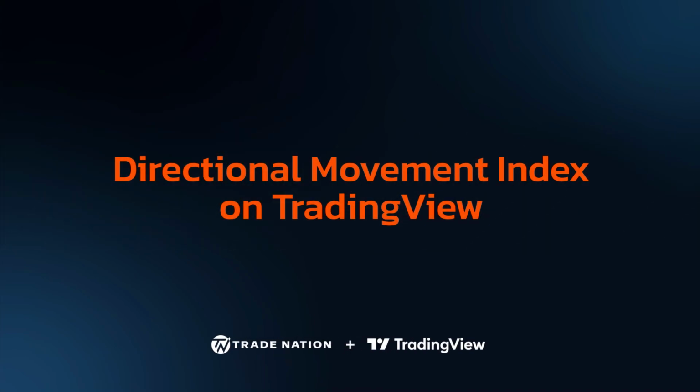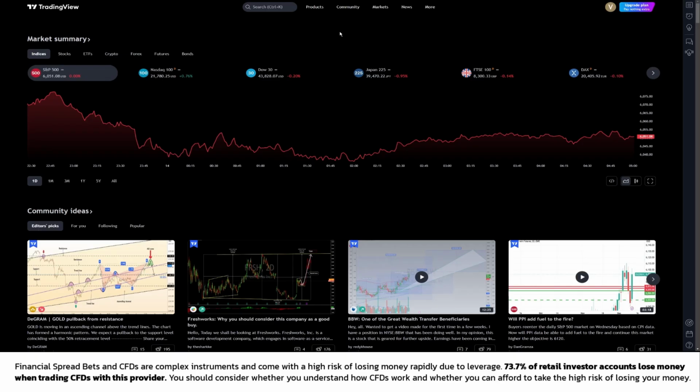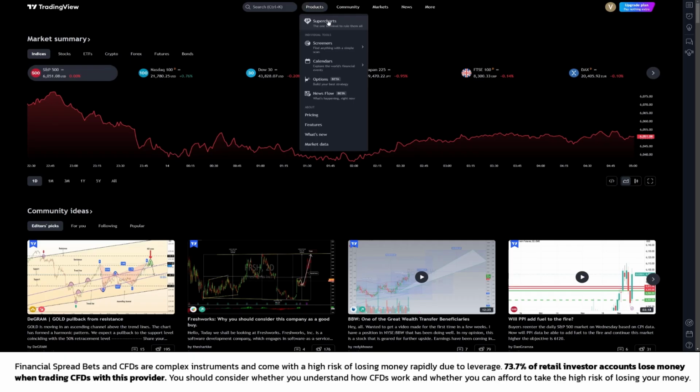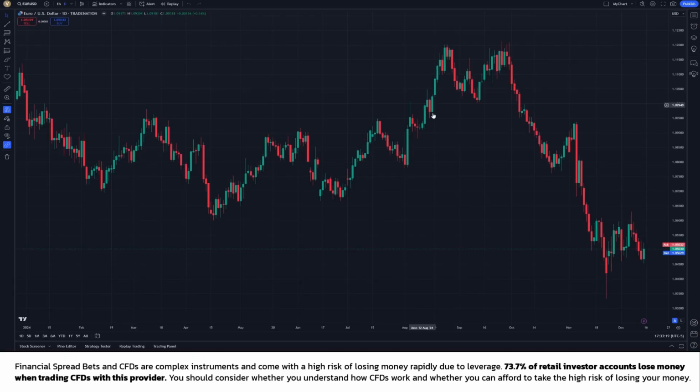The Directional Movement Index, or DMI, is a trend-following indicator that helps traders determine the strength and direction of a trend. Developed by J. Wells Wilder, the DMI is composed of three key lines: the positive directional indicator, the negative directional indicator, and the average directional index. Together, they provide insights into whether a market is trending and the strength of that trend.